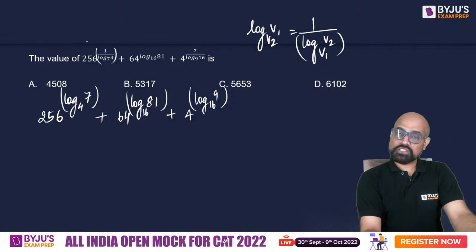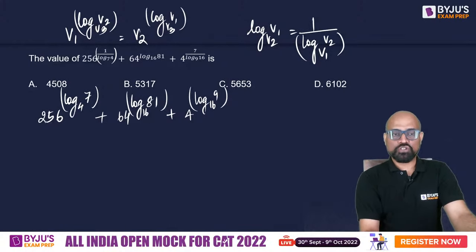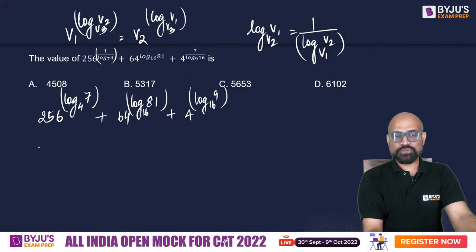Now we are going to use the second property, as in whenever you have v1 to the power log v2 to the base v3, you can interchange v2 and v1, right? Nothing happens. You can do it. So we are going to interchange 7 and 256. So 7 becomes the base. You will be left with 256.